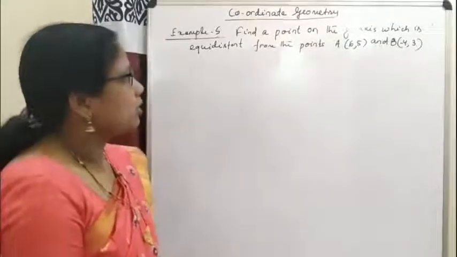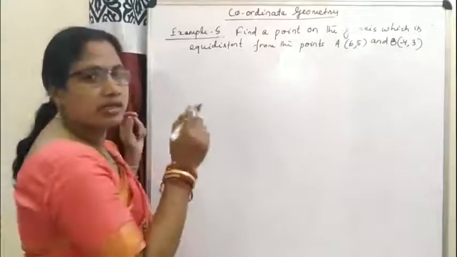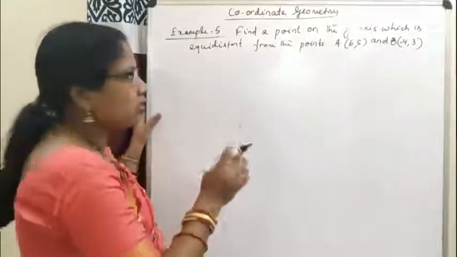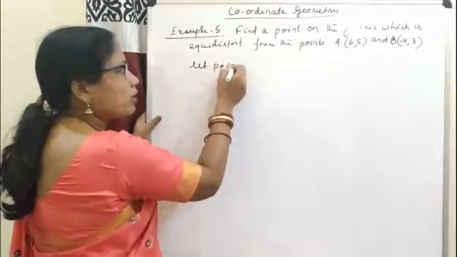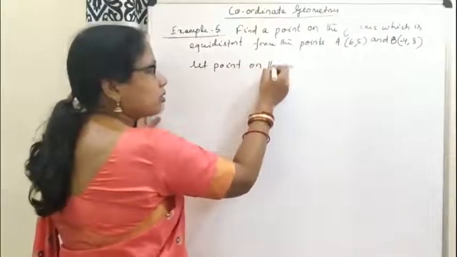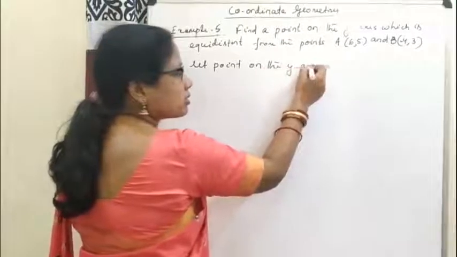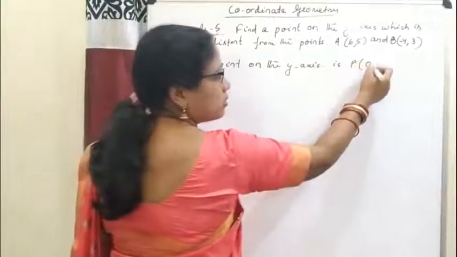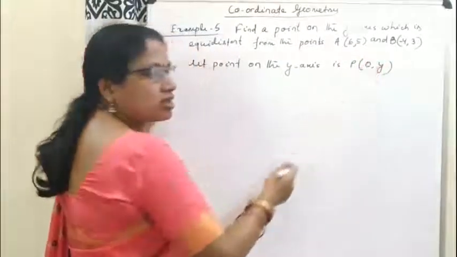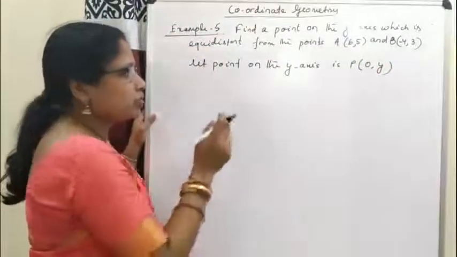Next example. Find a point on the y-axis which is equidistant from the points A (6, 5) and B (minus 4, 3). A point on the y-axis means that its x coordinate is 0. So let the point on the y-axis be P (0, y), because its x coordinate should be 0.